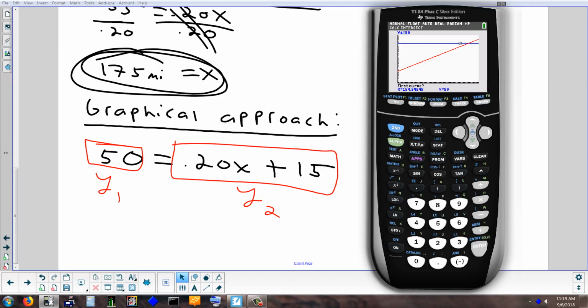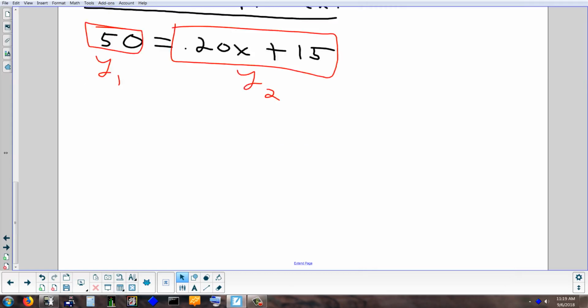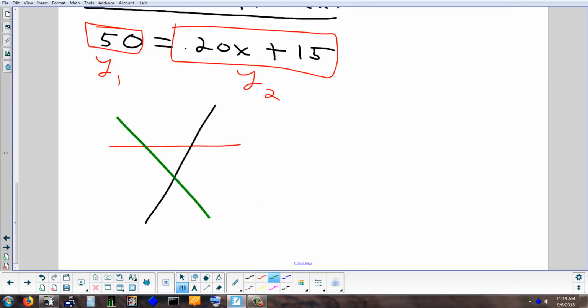And if you look at that, you might be like, well, there's only two things on the screen, a red and a blue. Well, maybe on the screen sometime, you might have a red, you might have a black, and maybe you'd have a green. The calculator can only find where two things cross at a time. That's it, two at a time.